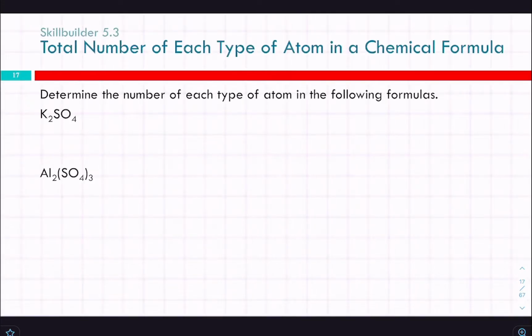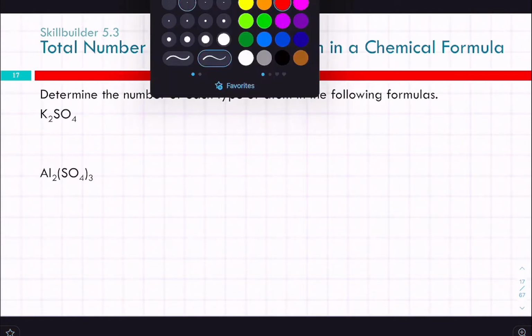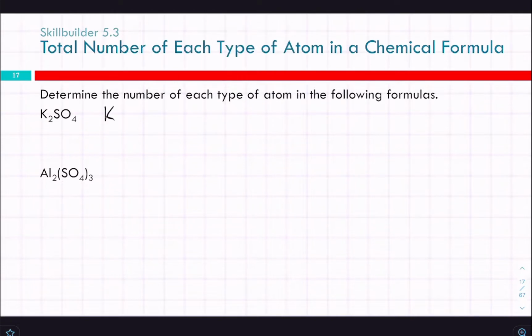So to highlight this point, we're going to count the number of each type of atom. So we have potassium, sulfur, oxygen. How many potassiums do we have? 2. Sulfur? 1. And oxygen? 4. Easy enough.